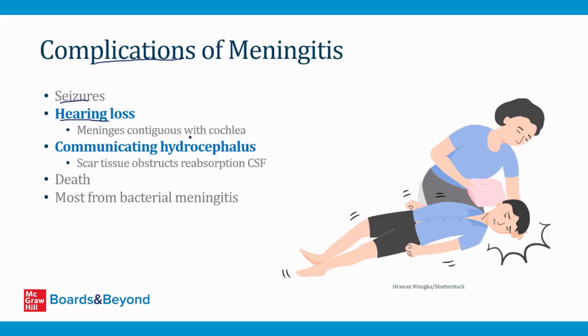And that's because the meninges are contiguous with the cochlea. So inflammation of the meninges can damage the cochlear nerve and the cochlea itself. So many people hundreds of years ago who survived meningitis would be deaf afterwards.